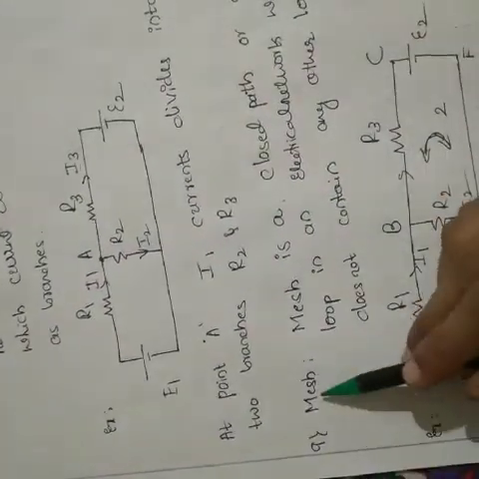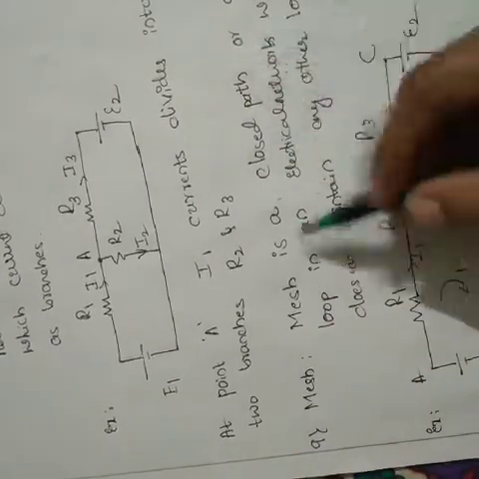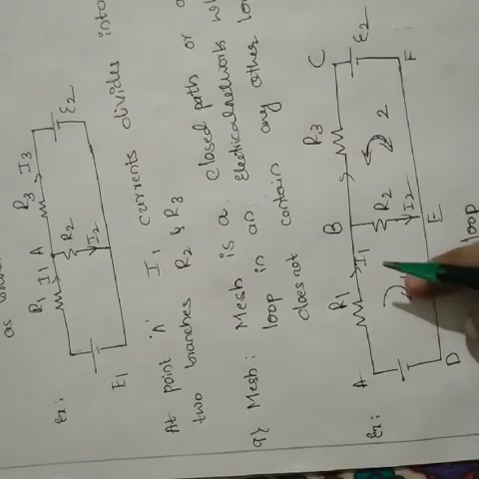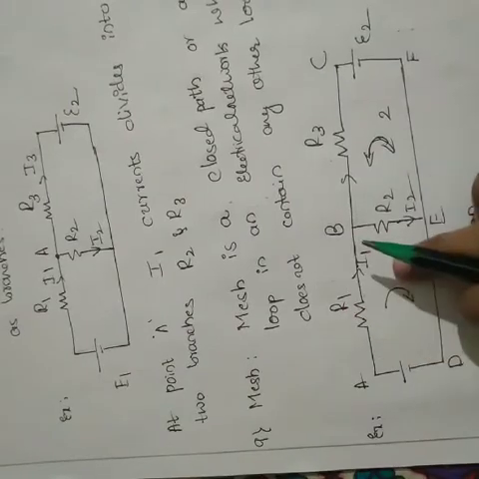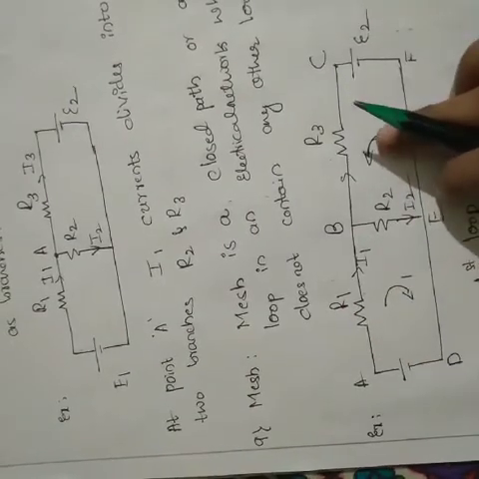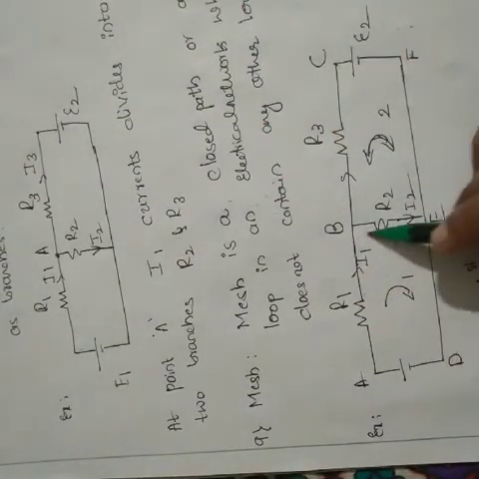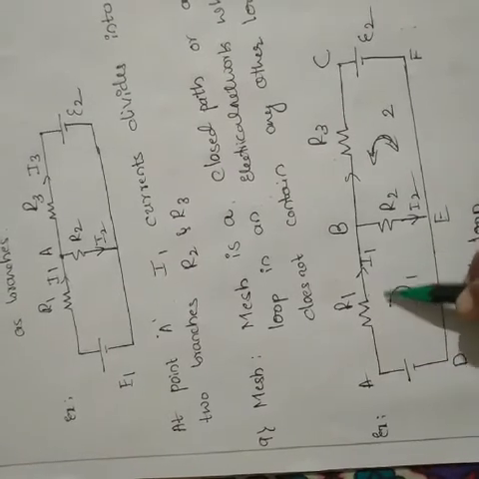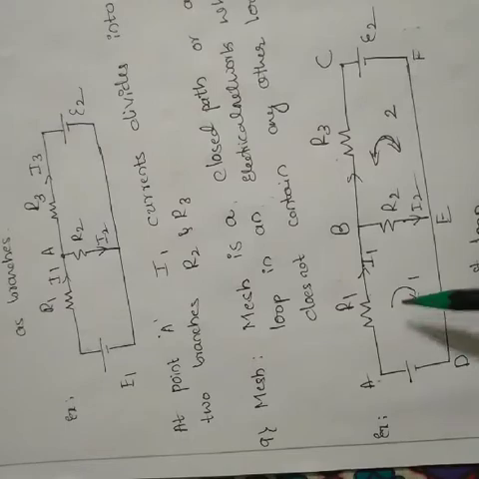Then last, mesh. A mesh is a closed path or loop in an electrical network. This is one simple electrical network, with mesh 1 and mesh 2. Mesh is a closed path that does not contain any other loop in it. Only one loop is there. This is A, B, E, D, A, which becomes one closed path. This is called mesh 1.